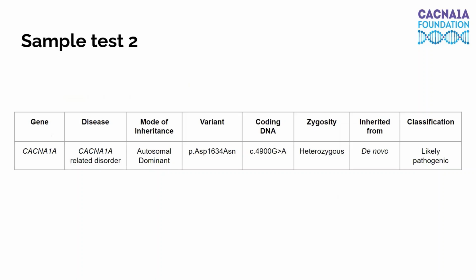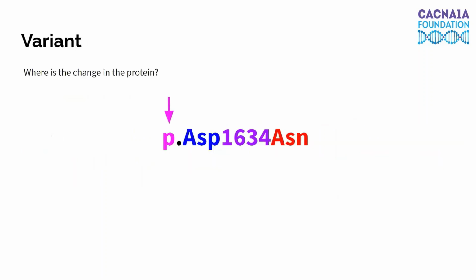All right, so let's go through one more sample test here. Here we have the gene in which the mutation was found, CACNA1A. And the disease listed here is a CACNA1A related disorder. The mode of inheritance is autosomal dominant. So this variant is on an autosome and it has a dominant pattern of inheritance. The variant here, we're looking at the protein, where the amino acid ASP or aspartic acid at position 1634 was changed into the amino acid ASN or asparagine.